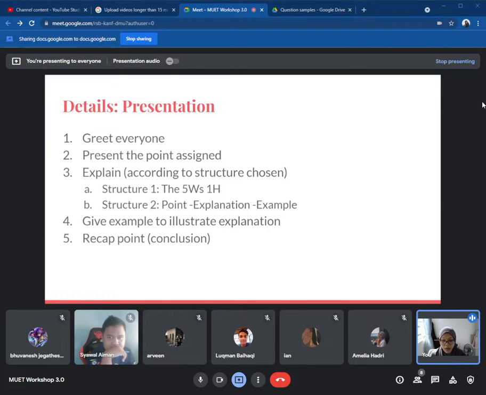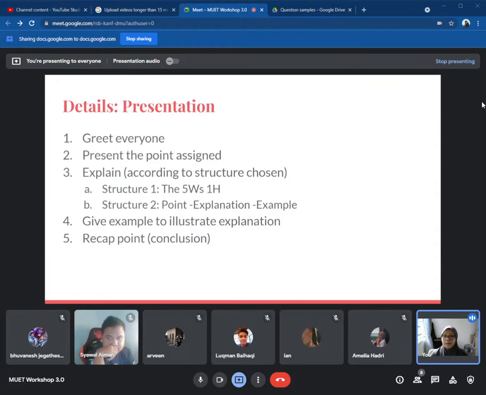Last one, if you manage to conclude, you should recap the point that is given to you. So you can simply say, in conclusion, one of the best ways to help the poor is by providing free tuition. If you do not manage to conclude your individual presentation, don't be sad. Don't be disappointed. Don't feel like, oh, I'm a failure because I did not manage to conclude. Don't feel like that, because whether or not you manage to conclude, your marks will not be deducted.